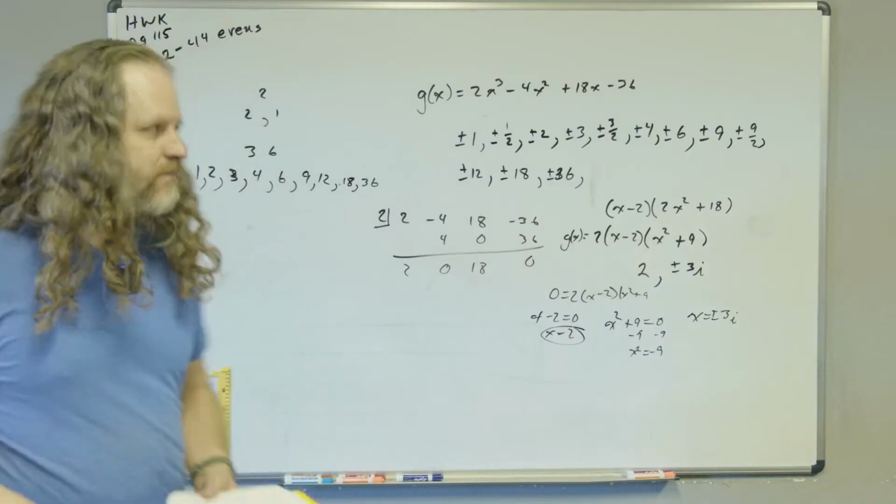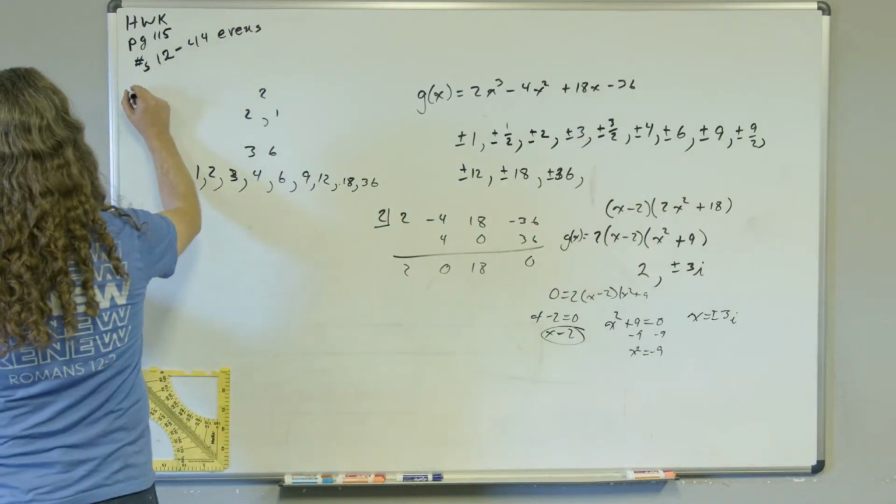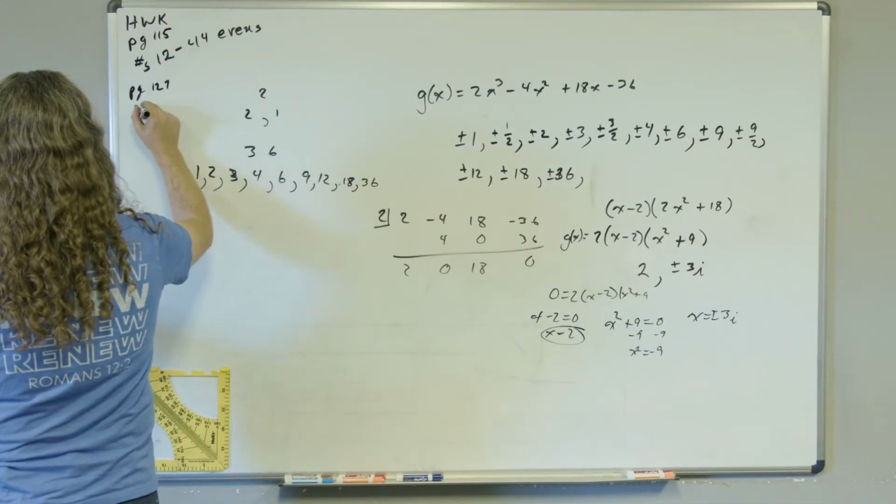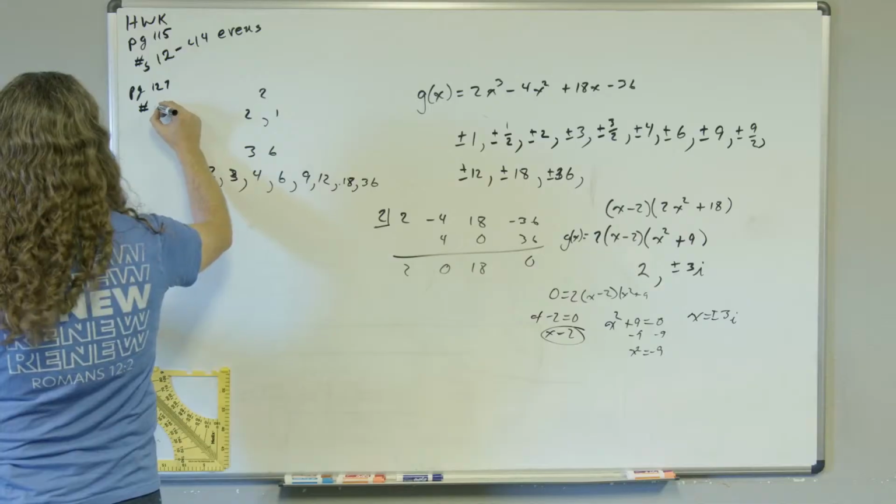Homework number 2 is on page 127. Numbers 2 through 8 evens.